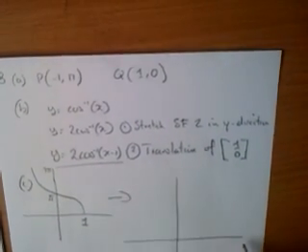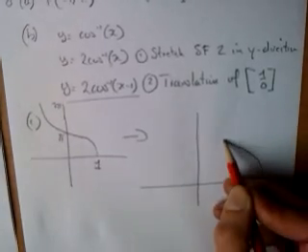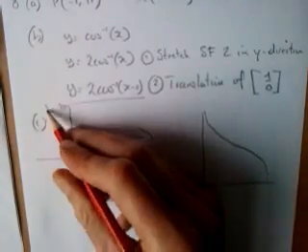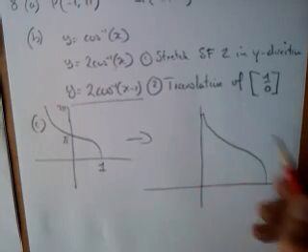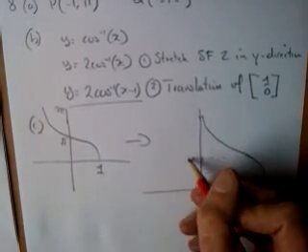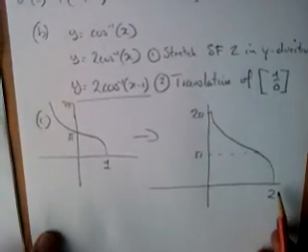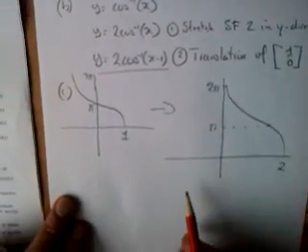This is point 1. So the 1 will go along to 2, and the -1 will go to 0. So we put this as 2. I put this in here as pi. And this is 2 pi. So it's clearly marked where it intersects the x and the y axis.